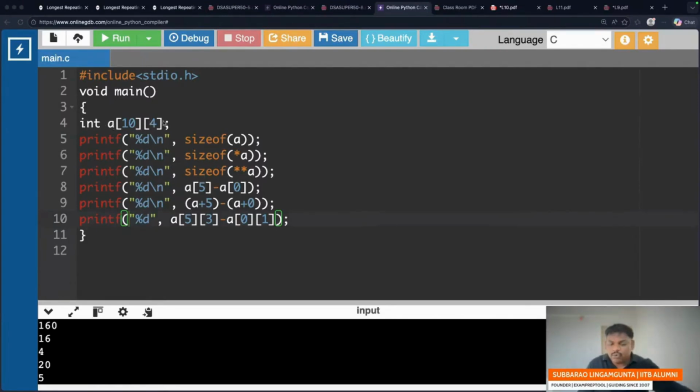Actually a is a 2D array. With a 2D array, when 2 stars are applied, you will get data. See this. It is data. I am indirectly asking what is the size of the data. Be careful. What is the size of the data? I think the third printf is the size of the data, which is going to be 4 bytes.